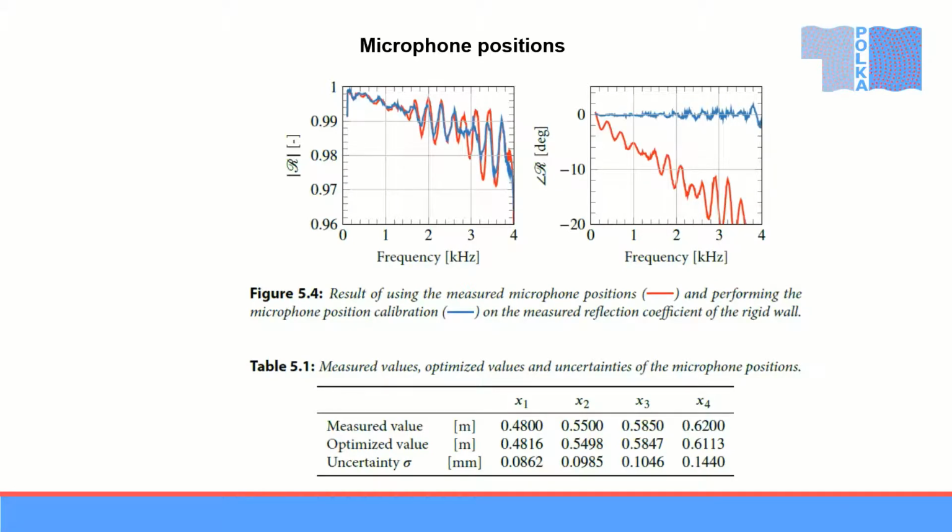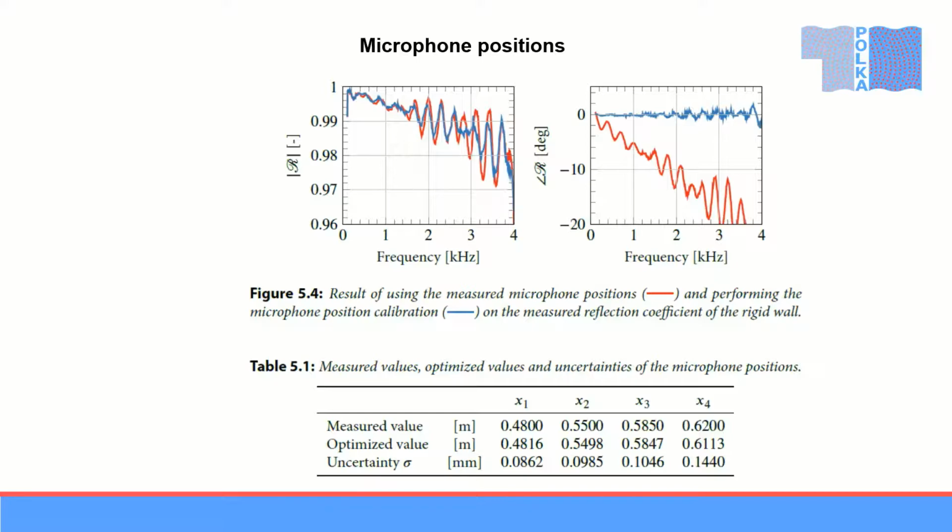because you may try to measure them with the ruler, and at the table at the bottom you see the measured value, for instance 0.48, and then it turned out that the result was improved if you instead use 0.4816 and so on. So there was an uncertainty of around 0.1 millimeters or so here.